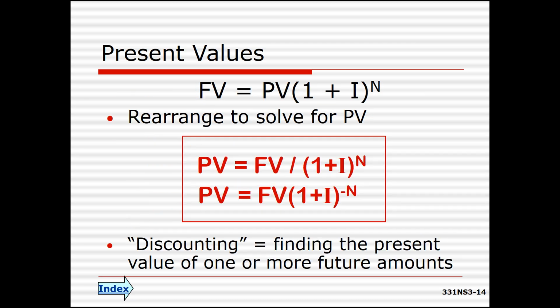To find the present value equation, we start with the future value formula and solve for PV. This is the basic discounting formula, the opposite of compounding. With compounding, future value is greater than present value. With discounting, present value is less than future value. You divide the future value by 1 plus the interest rate raised to the power of the number of periods.